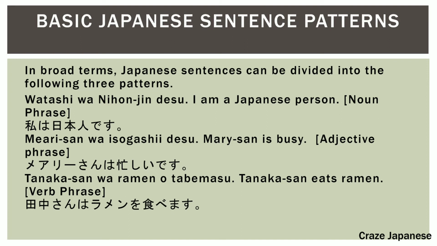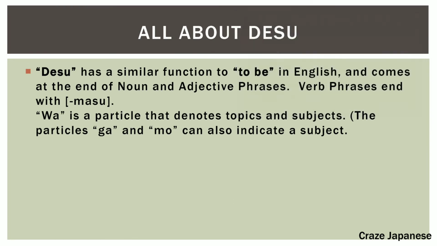So Tanaka-san is the subject we are talking about, and then comes ramen o tabemasu. Tabemasu is a verb form. We will discuss this later. Okay, so this is a verb phrase, right? It means he or she eats ramen. So now you are thinking about desu, right? Let me tell you about this.